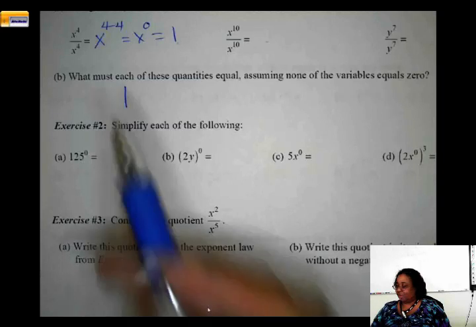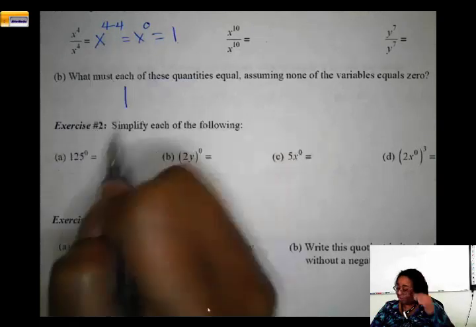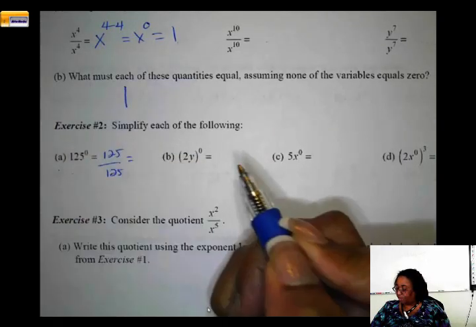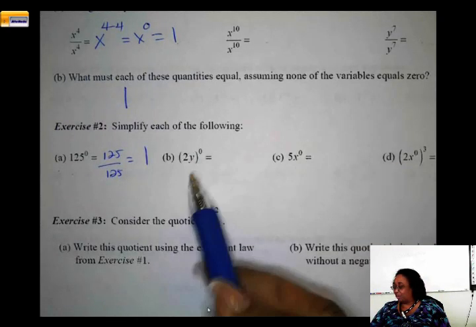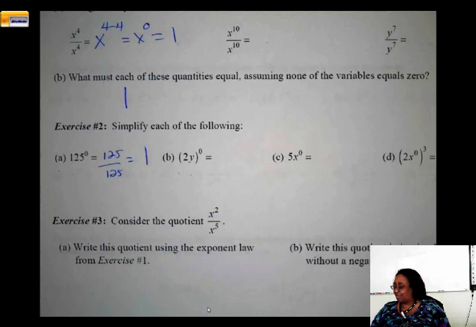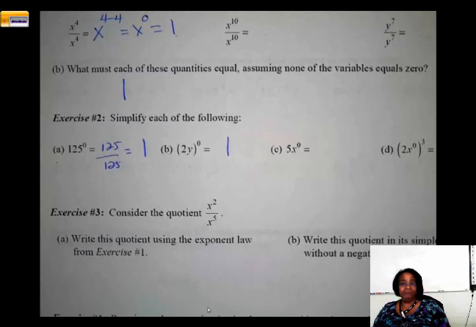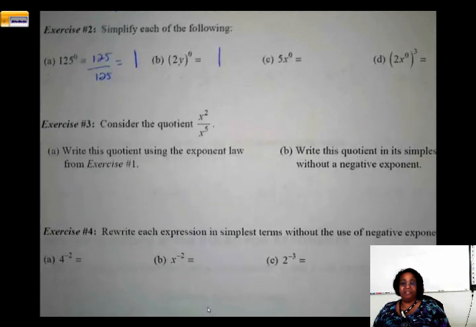So let's just do A. If I have A to the 125, remember I told you that's the same as putting 125 over 125. What's my answer? 1. So anything to the 0 power, I don't care what the base is, is going to be equal to 1. That includes this one with the variable. All right, so far everything's easy. Let's go to number 3.